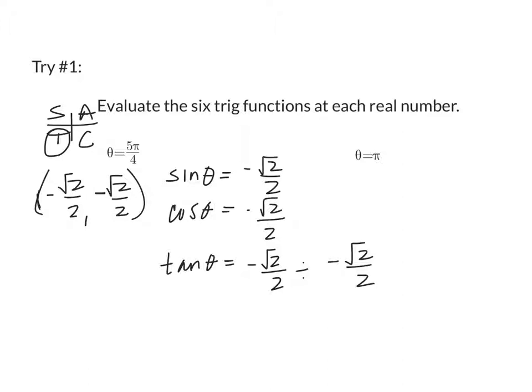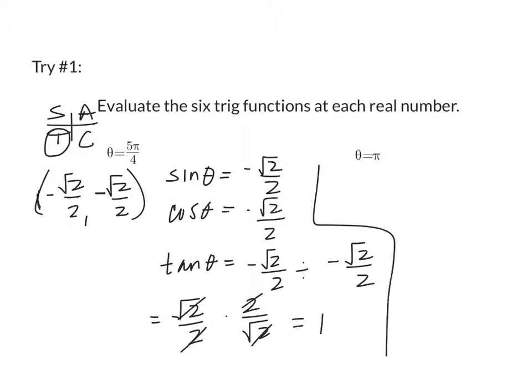But we need to go ahead and multiply by the reciprocals. That'd be square root of 2 over 2. And I changed them to positive because a negative divided by a negative is a positive. So I'm just dealing with the math. So square root of 2 over 2 times 2 over the square root of 2. Both of these will cancel, so we're left with 1. Tangent is 1.